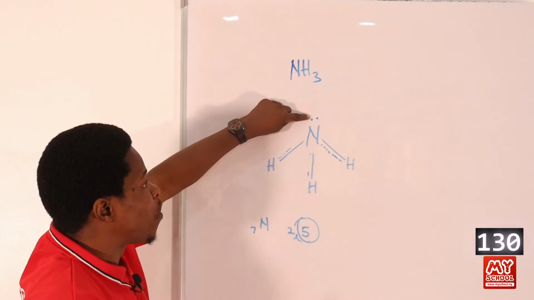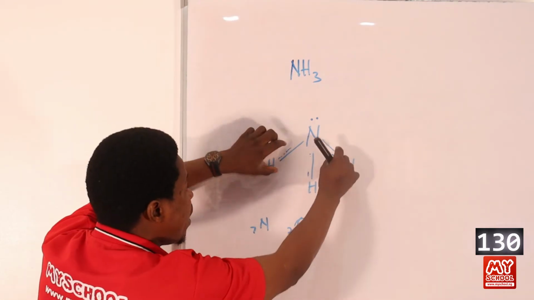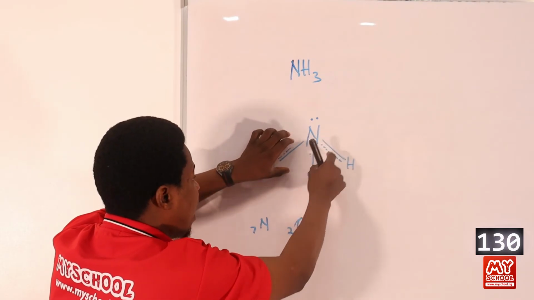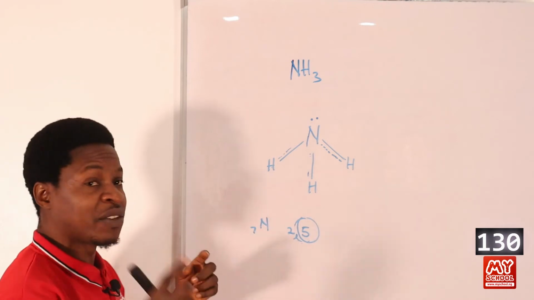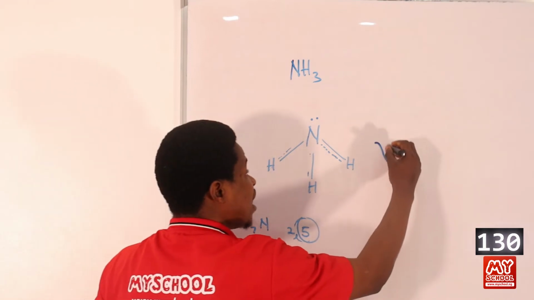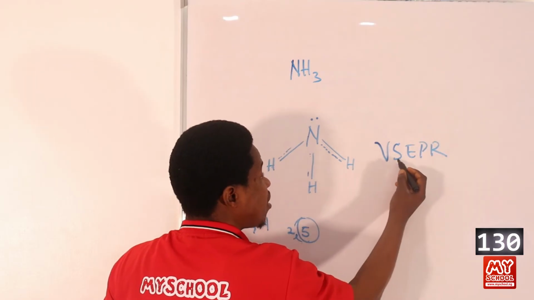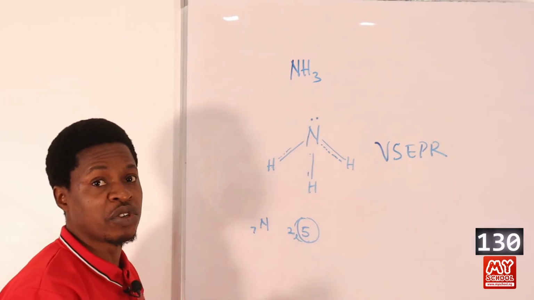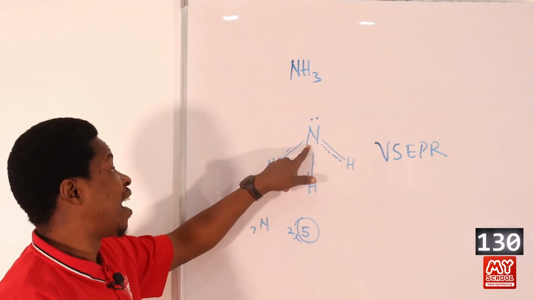Now this lone pair of electrons is going to cause a repulsion on the bonding electrons. These bonding electrons that are bonded, it will be causing them to repel between themselves. Don't forget, we talked about VSEPR, valence shell electron pair repulsion. There is always a repulsion between the electrons that are attached to what? To the central atom.